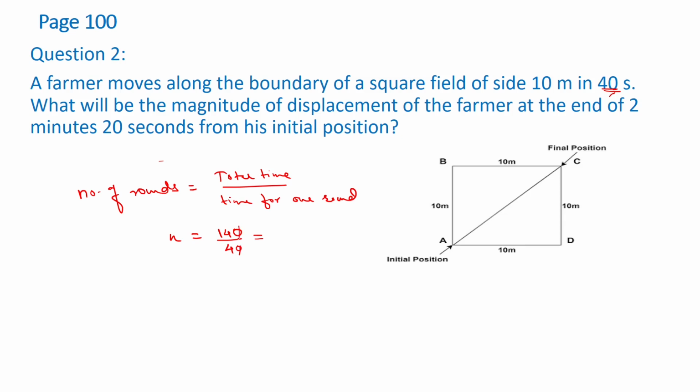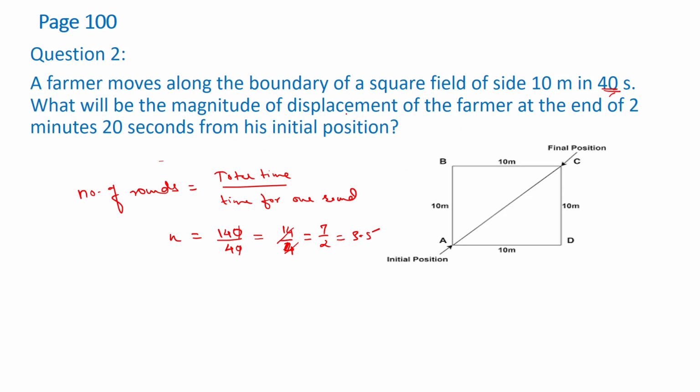So here we can divide it, we get 14 divided by 4, as the 0 gets cancelled. Dividing it, we get 7 by 2, dividing the numerator and denominator. 7 by 2 is 3.5. So the total number of rounds will be 3.5.